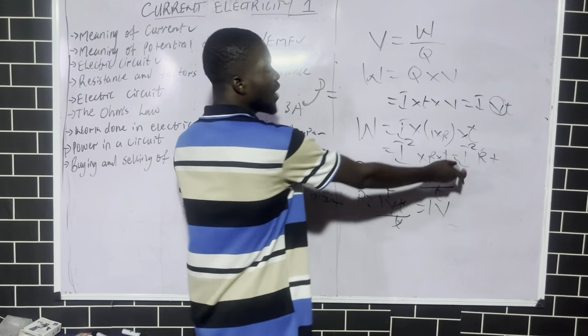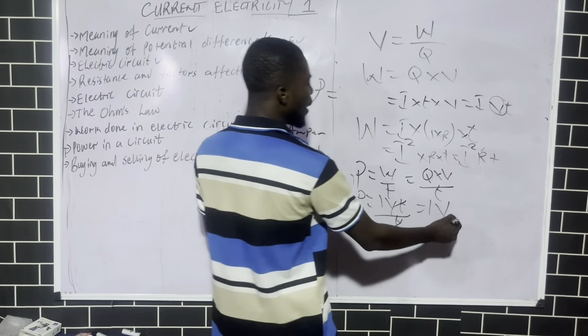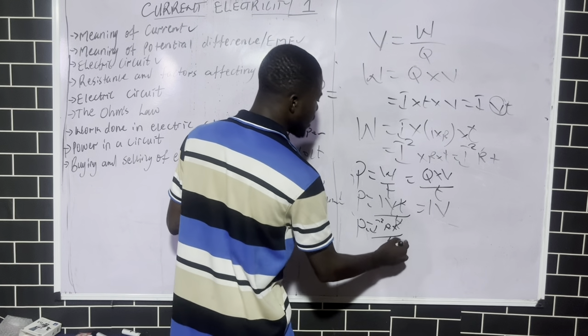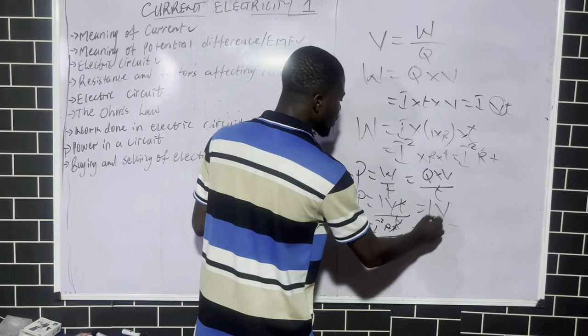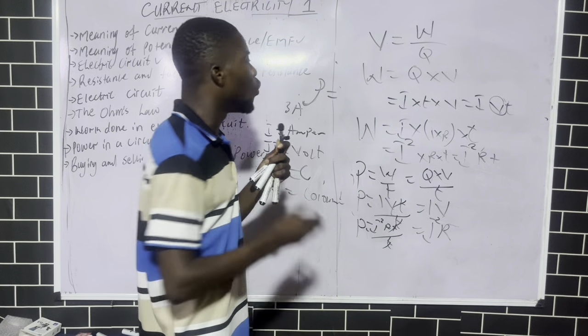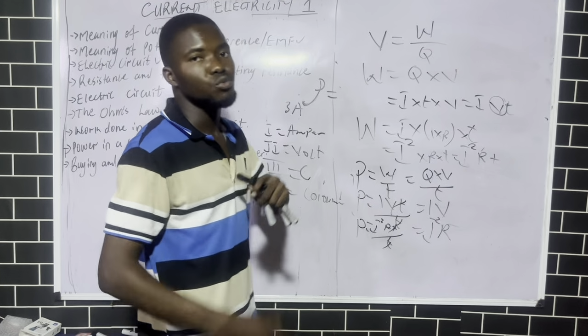IV. I also have another formula, I squared RT. So my power will also be P equals I squared RT over time. Time will cancel time. We'll have power equals I squared R. You need to cram this in. So once you know this one, just divide it by time. You are good to go.